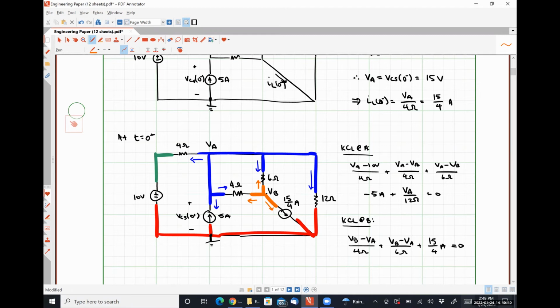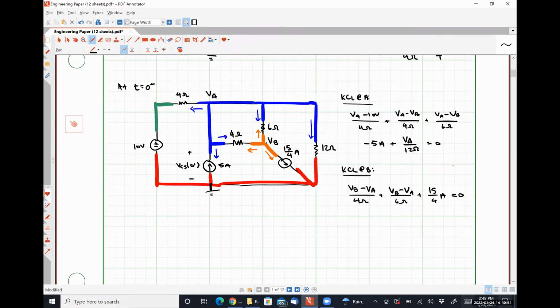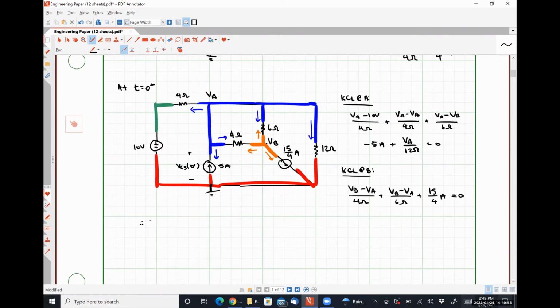I now have 2 equations, 2 unknowns, for which I can solve to determine the quantities VA and VB, where VA will again be VCS, but this time it will be at 0 plus. And I don't actually need to know VB for anything. So tell me what you get.